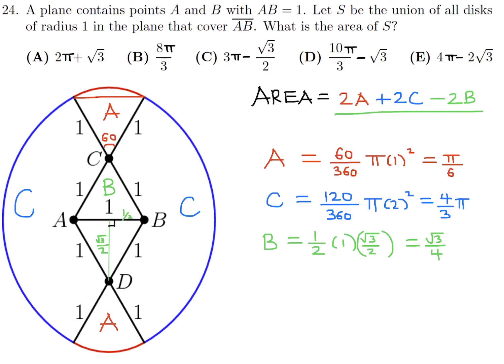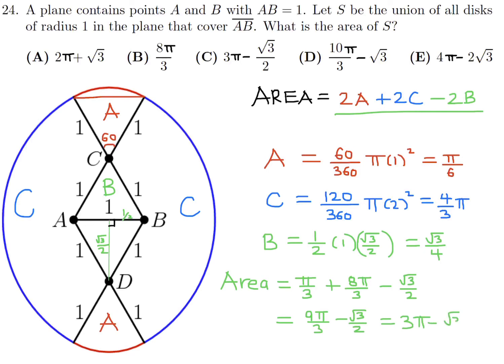Plug them all into here and you'll get the area. So area, therefore, is equal to 2A, which is going to be pi/3, plus 2C, which is 8 pi/3, minus 2B, which is going to be √3/2. So this looks like 9 pi/3 minus √3/2, and that just looks like 3 pi minus √3/2. 3 pi minus √3/2 for number 24 is C.